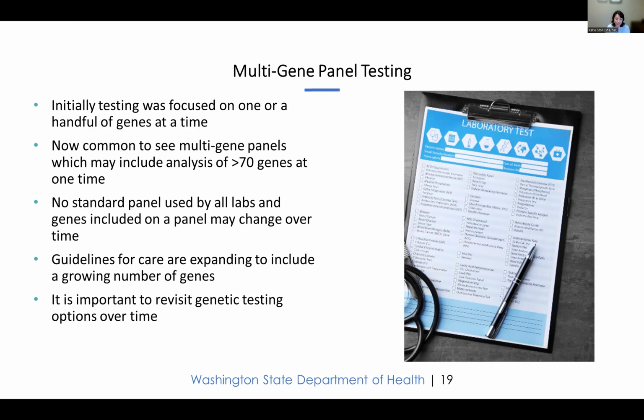Because of this, it's important to revisit genetic testing options over time. A patient who had genetic testing 10 years ago likely didn't have a test that included all of the genes that we would be considering standard of care at this time.